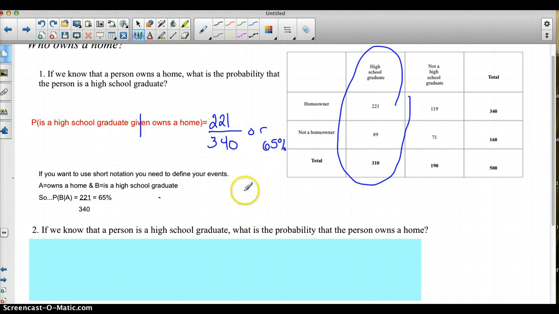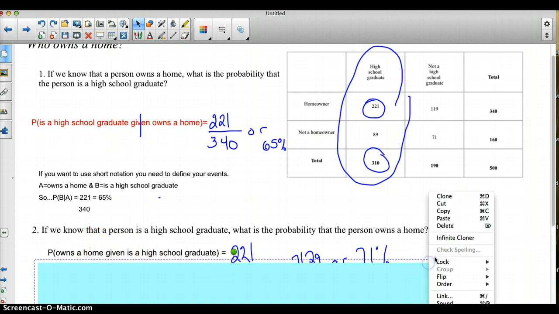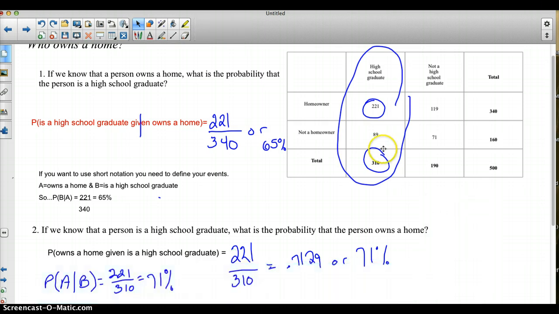So we're saying basically that we care about the total of 310 people, and we only care about the 221 that actually own a home. So when we're writing out our response, we would say that the probability that a person owns a home, given that they're also a high school graduate, we would say we have the 221 over 310, which is about 71%.